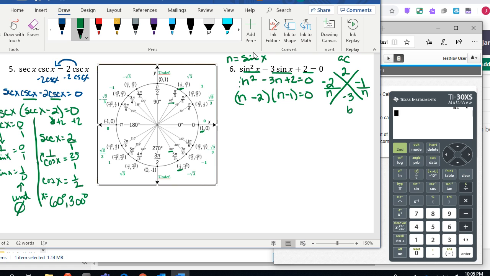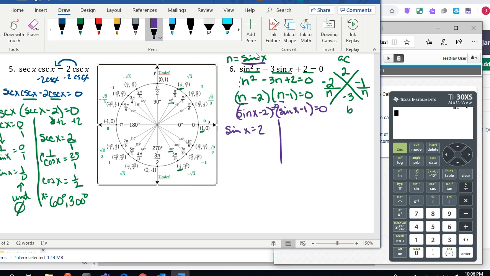Well, we don't really have n. What we really have is what it says up here, that n is sine of x. So where all of these n's are, it has to be sine of x. So sine of x minus 2 times sine x minus 1 equals 0. Now, I'm going to let both parts equal 0, and I'm going to go ahead and add 2 to both sides. So sine x equals 2.